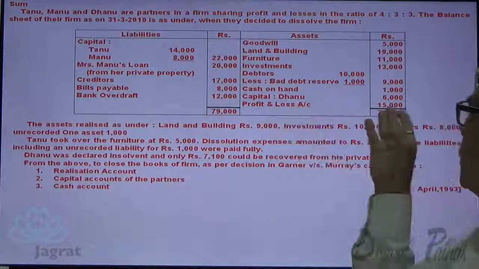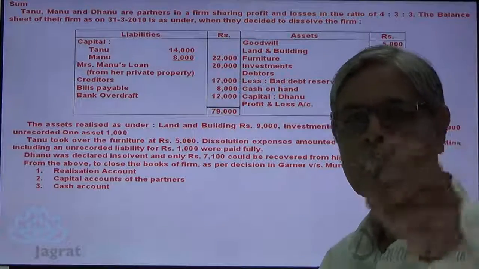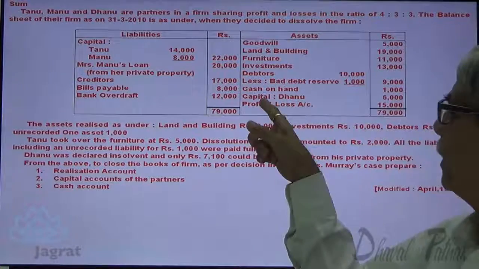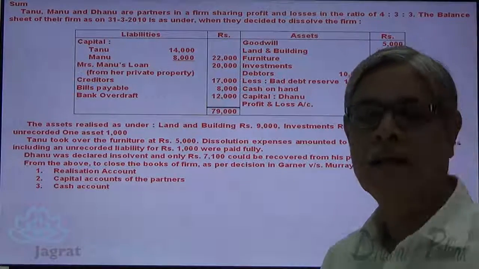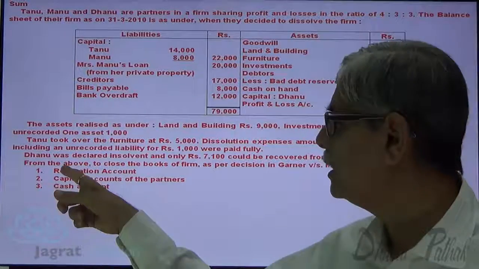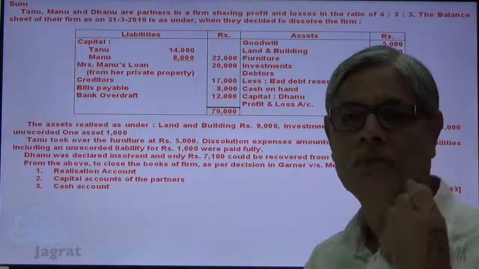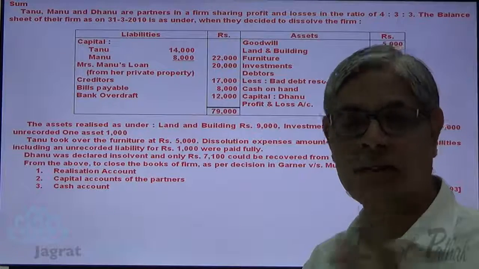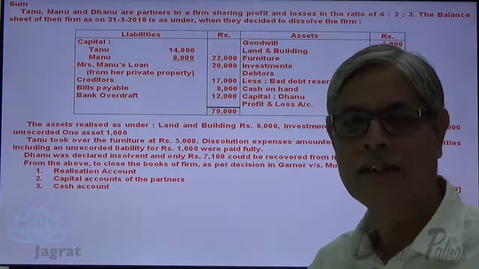Even the share of this profit and loss account debit balance will also be transferred. Danu's share will be transferred from this loss also to his capital account. So this capital deficit, the capital account of Danu, will have a debit balance. He is declared insolvent, so the total amount won't be recovered from him. This is a loss to the firm. This loss is identified as capital deficit.